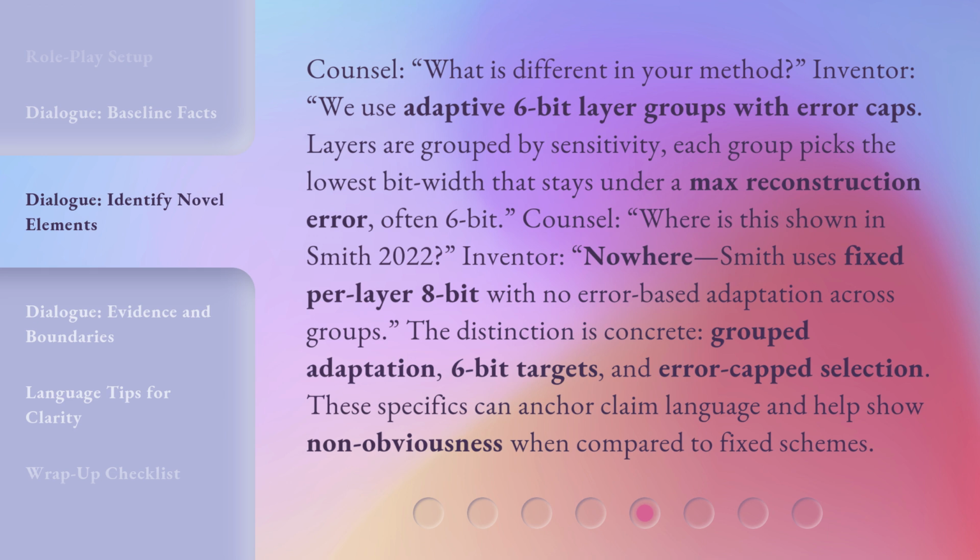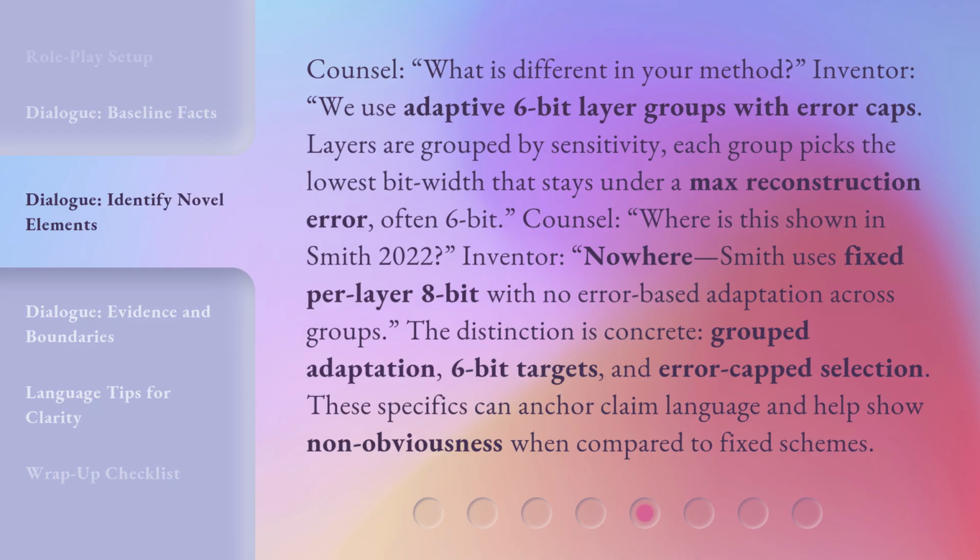Counsel. What is different in your method? Inventor. We use adaptive 6-bit layer groups with error caps. Layers are grouped by sensitivity. Each group picks the lowest bit width that stays under a max reconstruction error, often 6-bit.